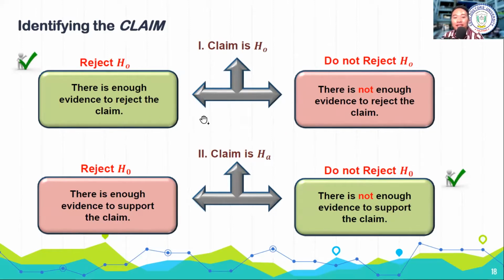So let's continue. If the claim is HA, or the alternative hypothesis, and then you accept it, your decision making is that there is not enough evidence to support the claim. Okay? So, in other words, you can say there is not enough evidence to support the alternative hypothesis. But take note of these statements, guys. I'll give you 2 minutes to internalize the difference between the two.